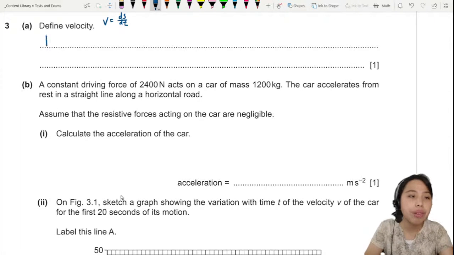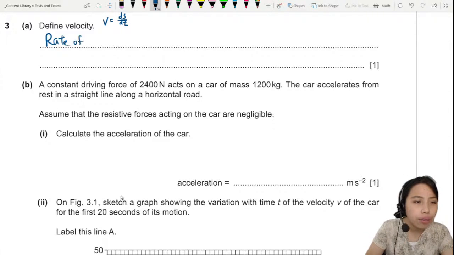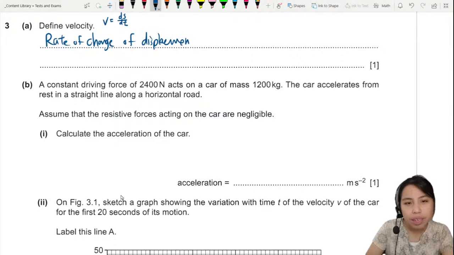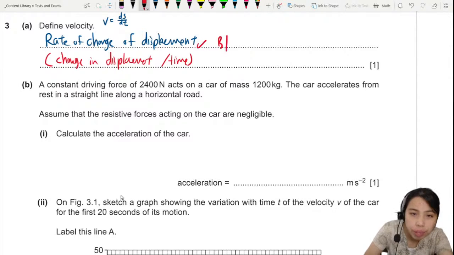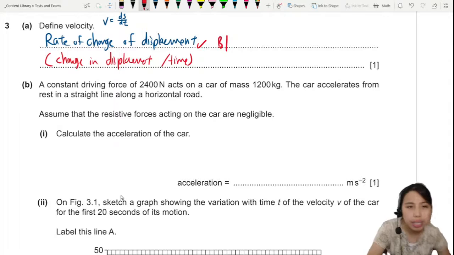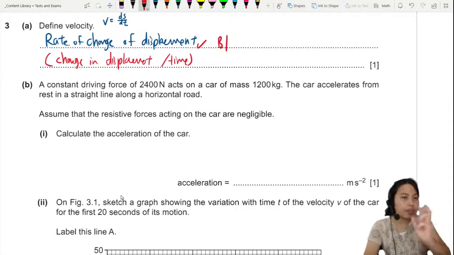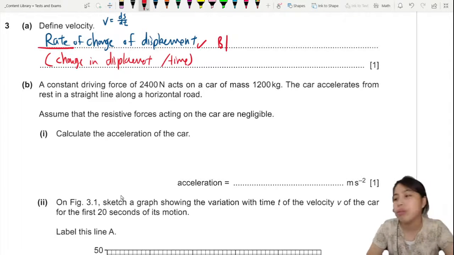Personally, I would recommend you write rate of change of displacement. Alternatively, the mark scheme also mentions that you can say change in displacement over time. Sure, but I personally prefer the first one because it's a bit more mathematically accurate. And once in a while, the mark scheme is very strict. They want to see you mention the rate. So, I don't know. Up to you.